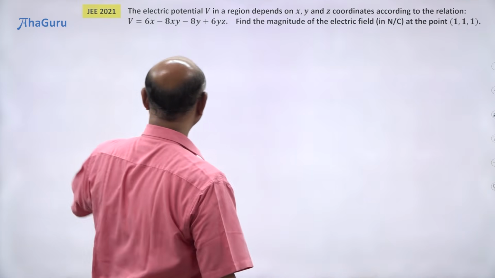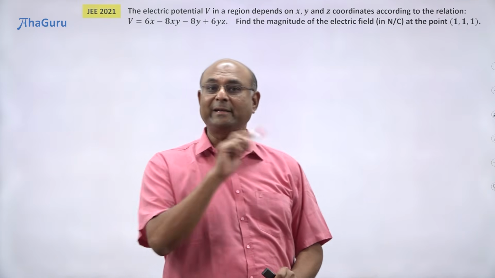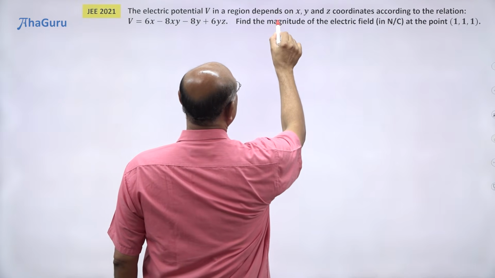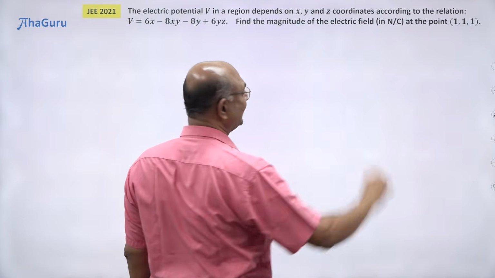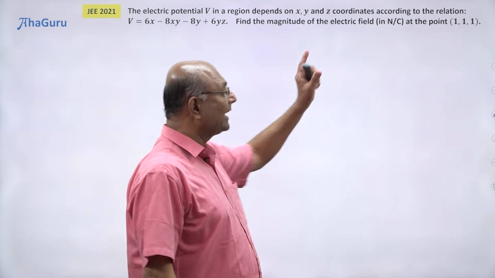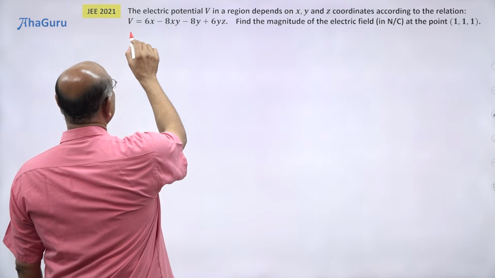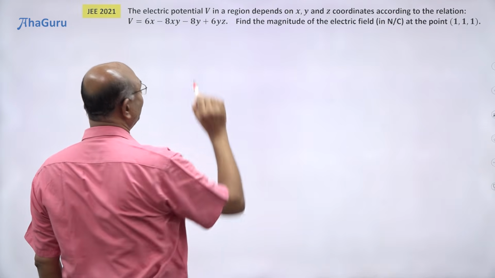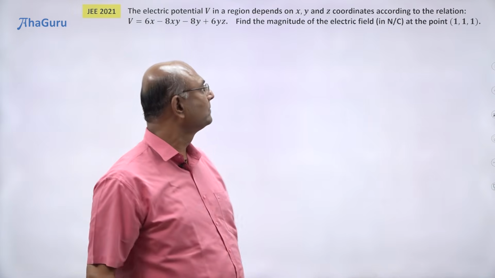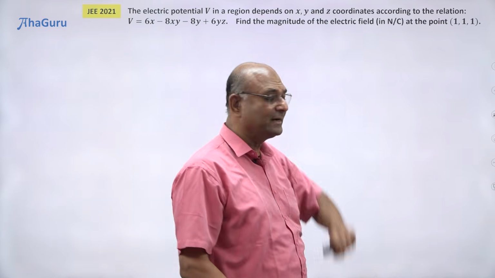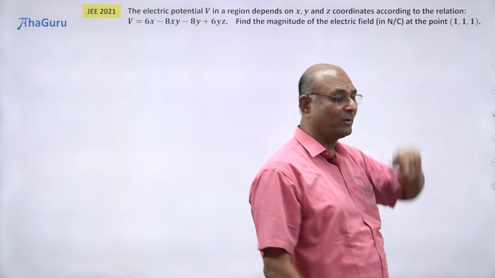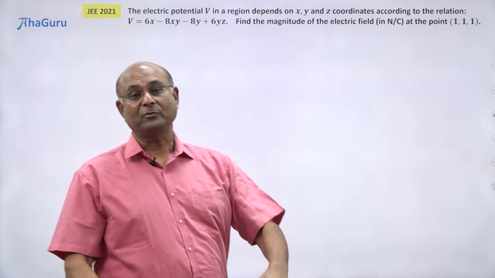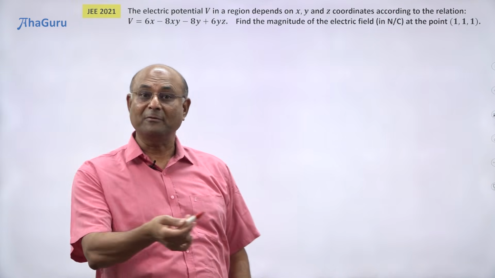Let us now look at this question that was asked in JEE in 2021. The electric potential V in a region depends on x, y, z, basically the x, y, z coordinates, according to the relationship V equal to 6x minus 8xy minus 8y plus 6yz. Find the magnitude of the electric field in newtons per coulomb at the point 1, 1, 1. So basically we have been given V and we want to find the electric field E. What is the formula for that?